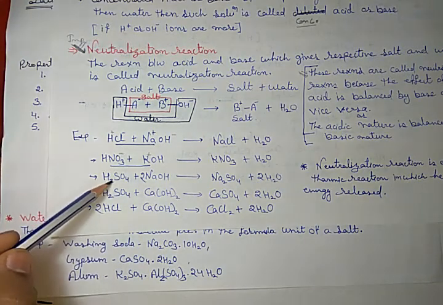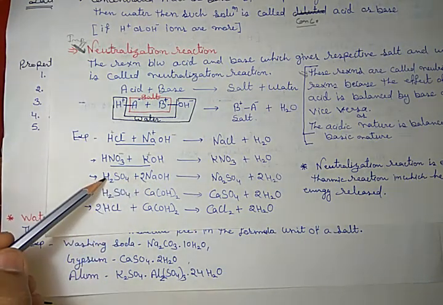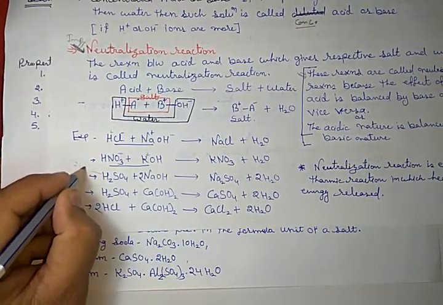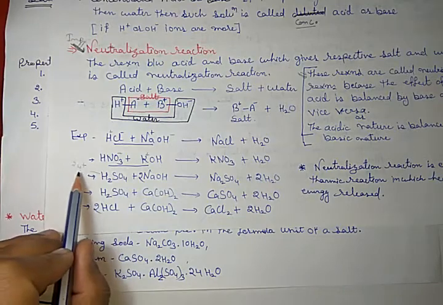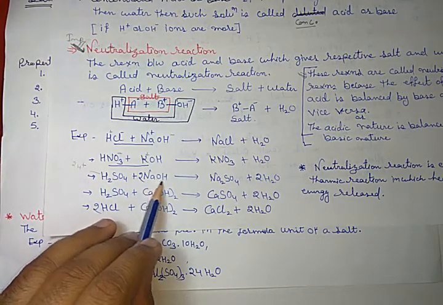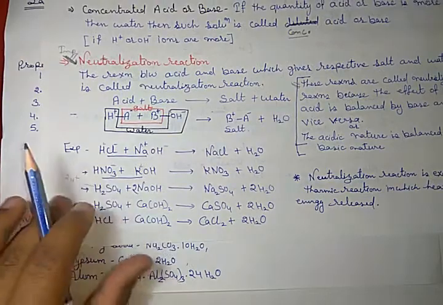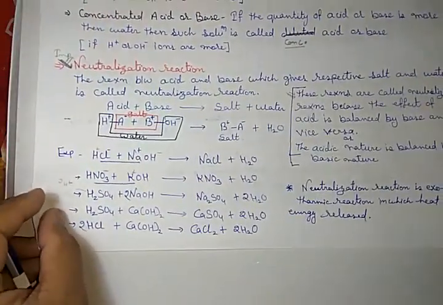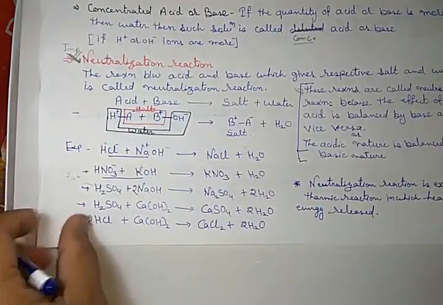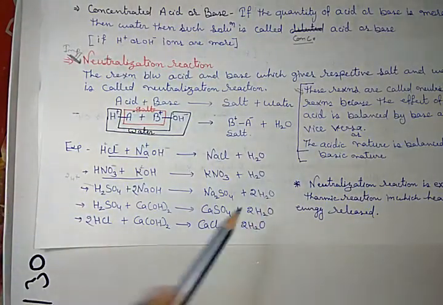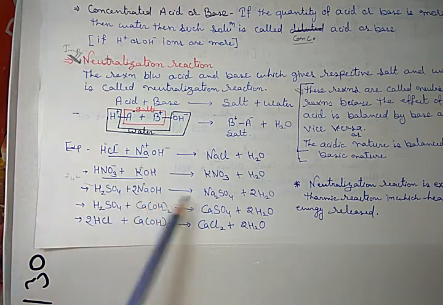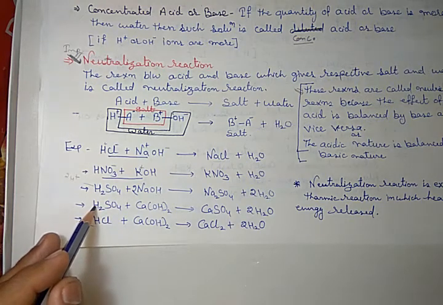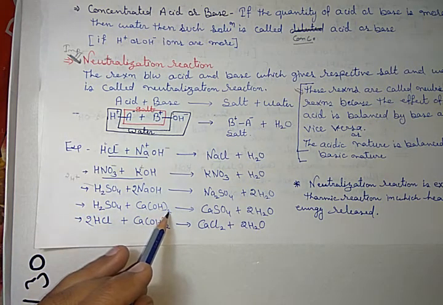Now H2SO4 and NaOH. H2SO4 gives 2H plus ions. Therefore, to balance 2H plus ions, we need 2OH minus. That's why there is 2NaOH. So H2SO4 plus 2NaOH combine and make two molecules of water, 2H2O, and Na2SO4.